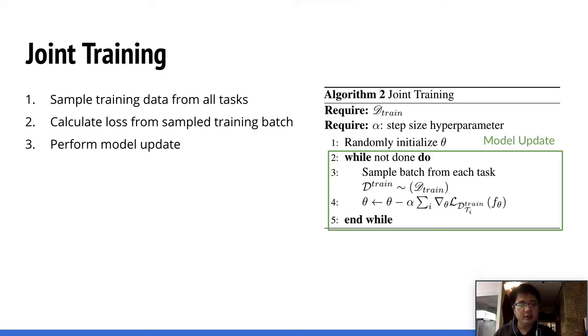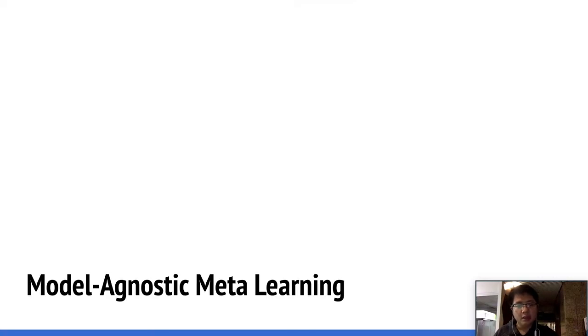It's very similar to the basic methods to train neural network models, where we sample a batch of training data and then we calculate the loss of the training data and then perform the updates from the corresponding loss. What's different is that in joint training, we sample the training batch from all tasks following a certain distribution. Now let's move on to MAML.